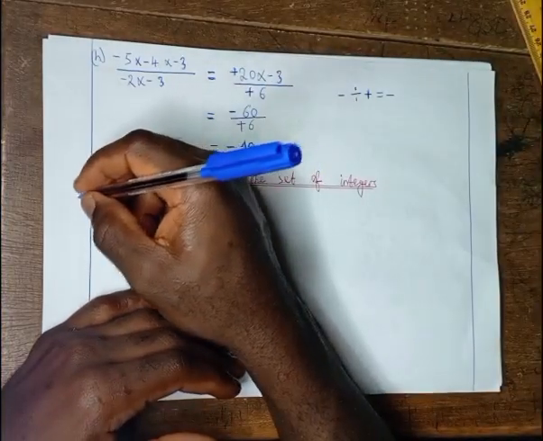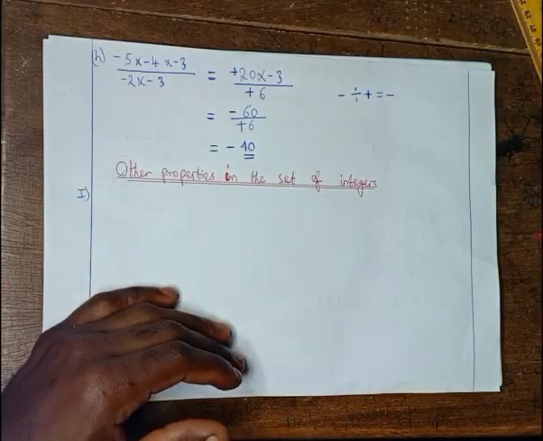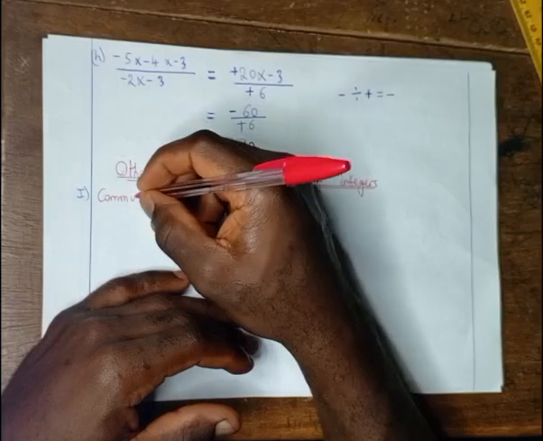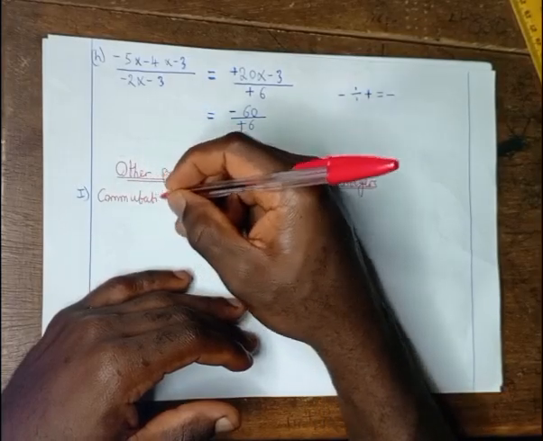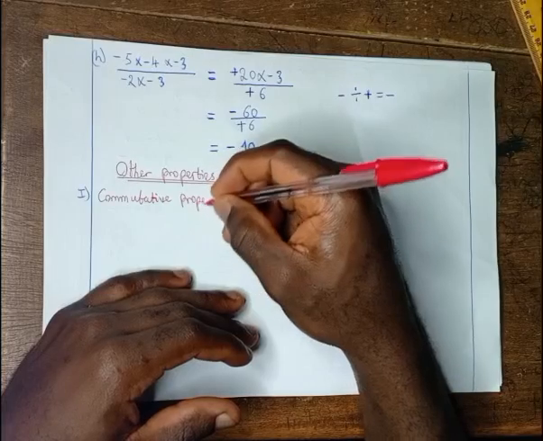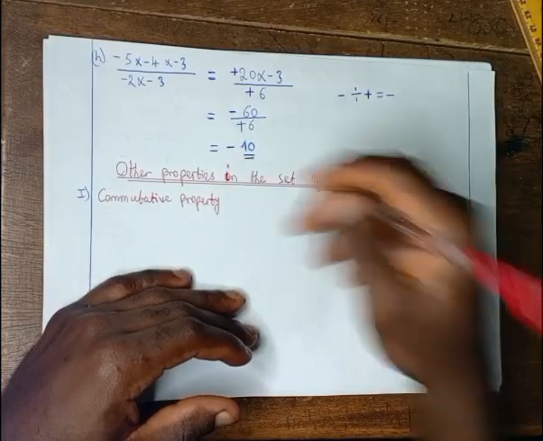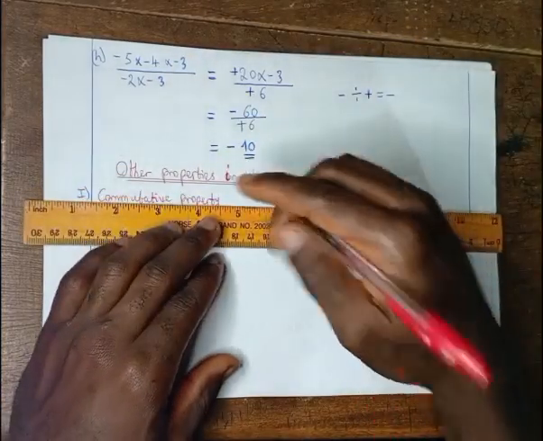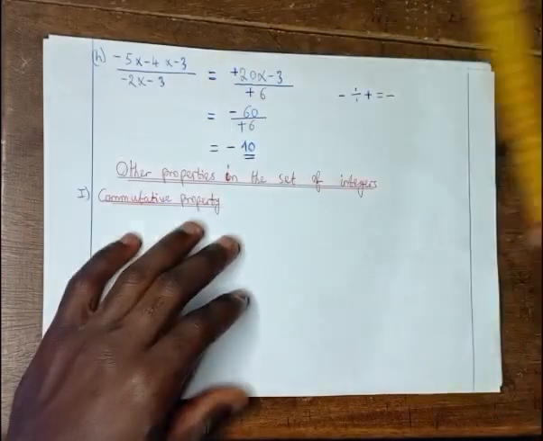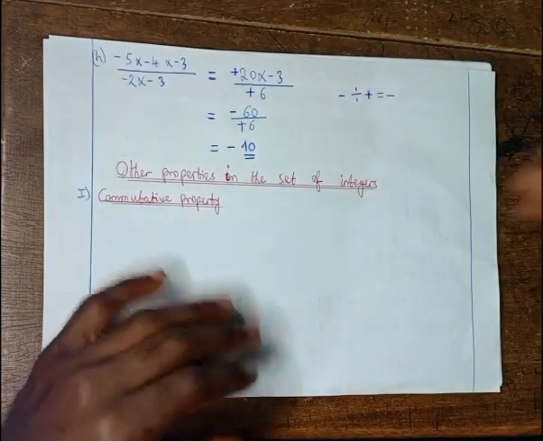The first one, let's take I. We have the commutative property. Most often you hear the word commutativity, or you hear people saying commutative. It is commutative. So let's write this down.